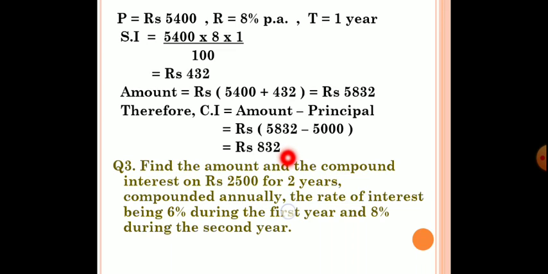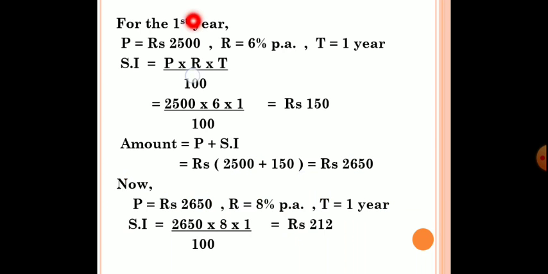Now moving on to question number 3. Find the amount and the compound interest on rupees 2500 for 2 years compounded annually, the rate of interest being 6% during the first year and 8% during the second year. So again, for the first year the principal is rupees 2500, rate of interest is 6% per annum, time is equal to 1 year. So simple interest is equal to P into R into T by 100, that is 2500 into 6 into 1 by 100, that is equal to rupees 150.